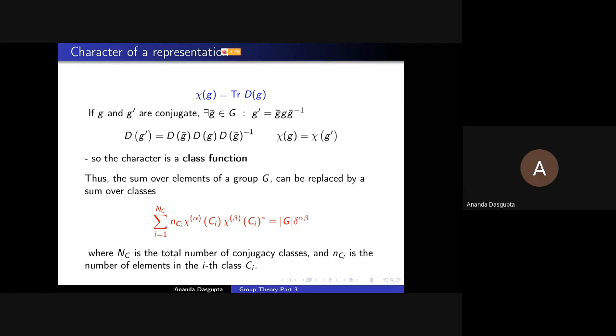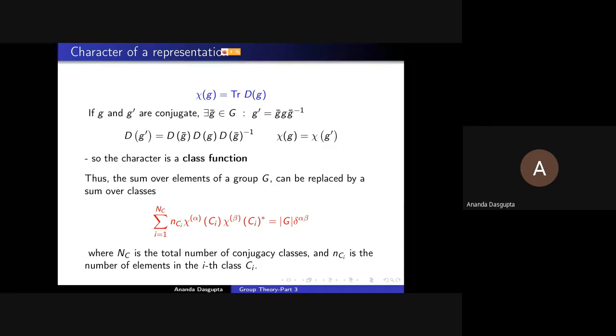That is, instead of saying chi alpha of G, you can say chi alpha of C1, chi alpha of C2, chi alpha of C3, and so on. One character for each class. The only important thing you have to remember is that you have to put in an extra factor of N_Ci here, where N_Ci is nothing but the number of elements in that particular class. Is it okay with everybody?